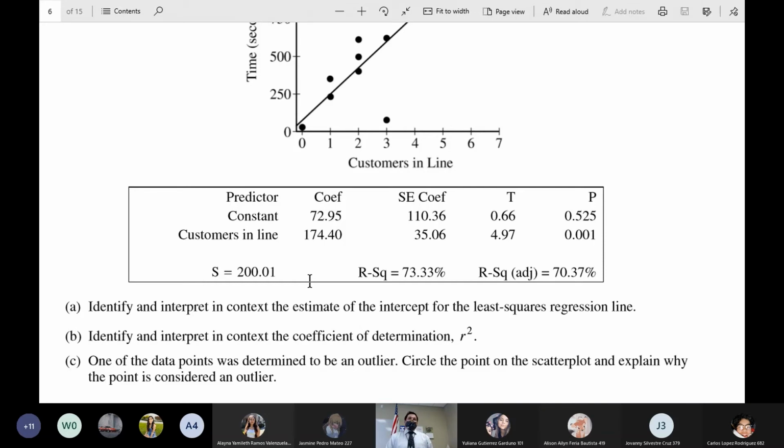Are there any questions? Anything I can clarify about this example?